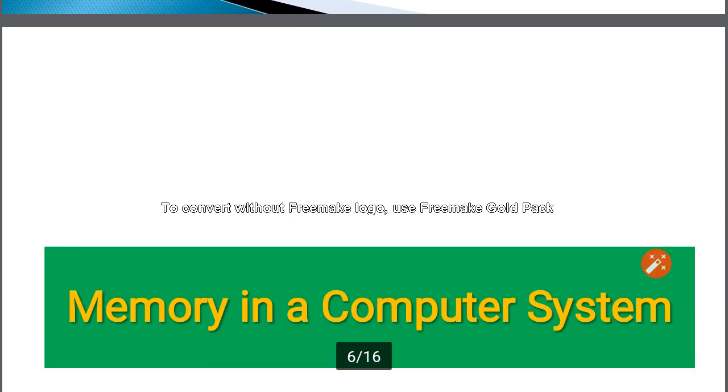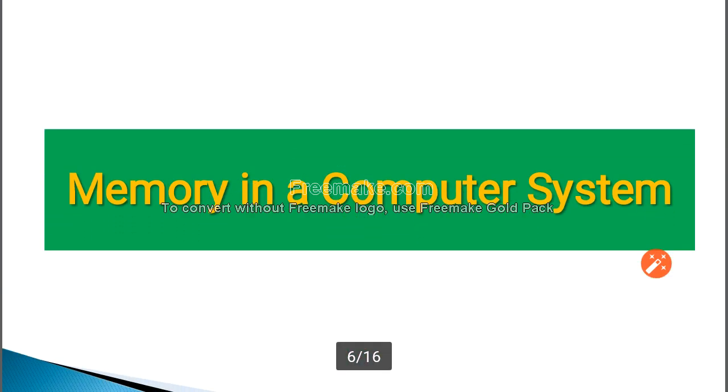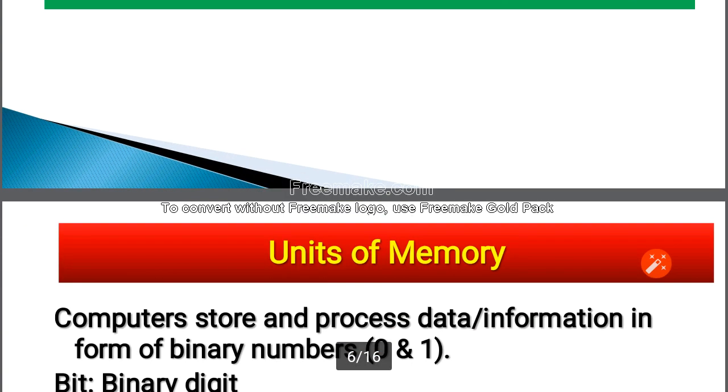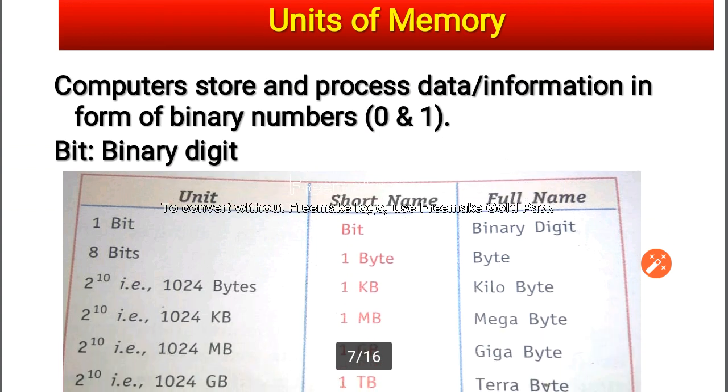Now let us study or discuss the memory in detail. First we will look into what is the unit of the memory, how we are going to measure it. The computer stores and processes data or information in the form of binary numbers, that is 0 and 1. Hope all of you know it, right? So this 0 and 1 is also known as a bit. That's why we call it a binary digit. The full form of bit is binary digit.